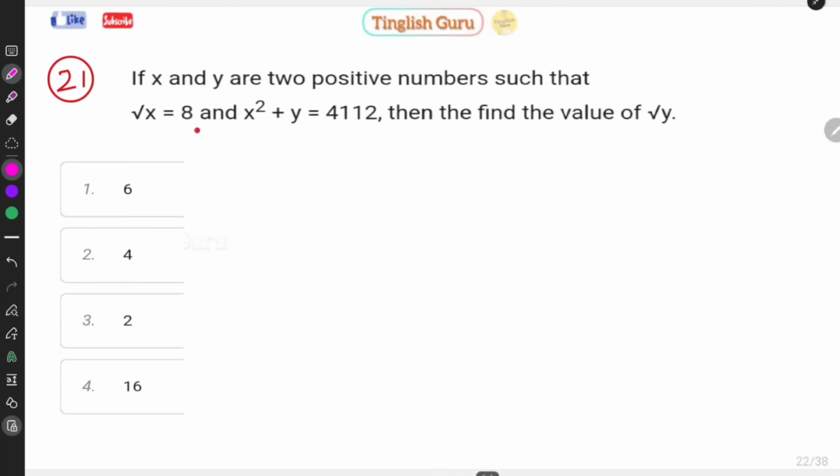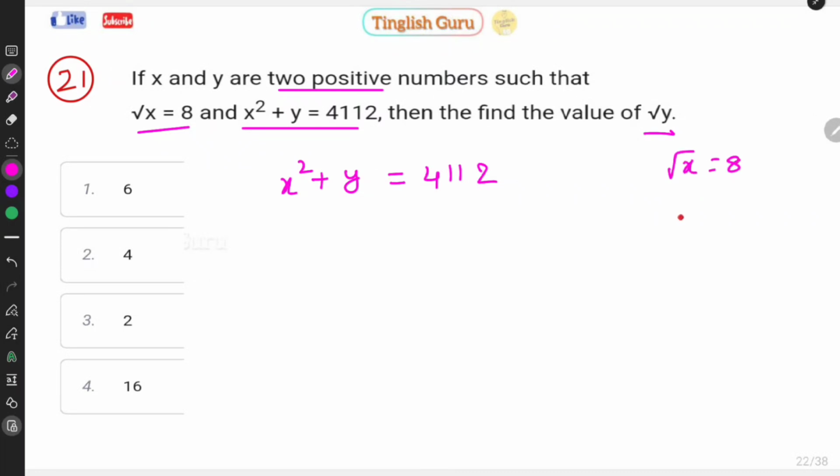Next, here x and y are two positive numbers such that root x value is given and this value is given, and we have to find root y. So let us substitute: x square plus y is given as 4112. So let us substitute the x value. Root x is equal to 8 means x is equal to 8 square. That means x is equal to 64.